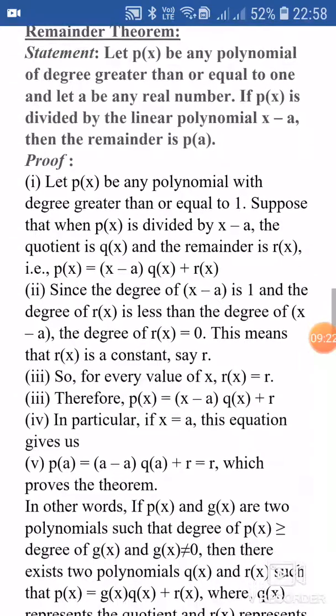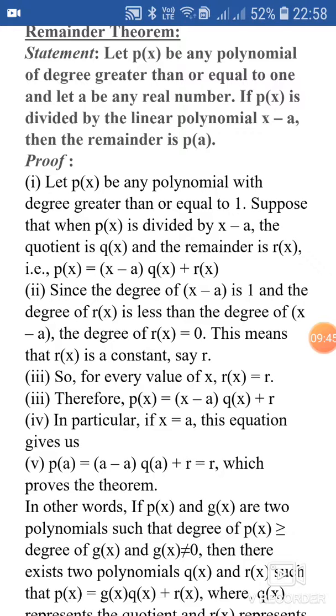Now comes the remainder theorem. That is a very important theorem in this chapter. So remainder theorem is nothing special. In the lower classes we have done division. So in division, dividend is equal to divisor into quotient plus remainder. That is the only thing we are going to do in the remainder theorem. Nothing special, but we will now write it in symbolic form.